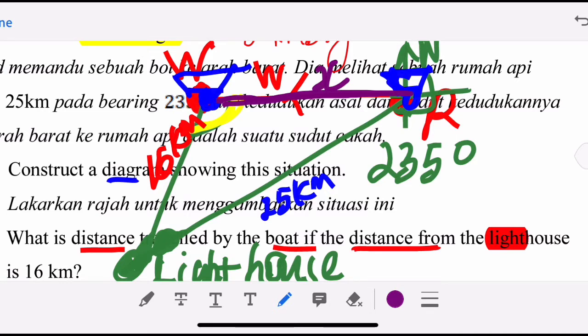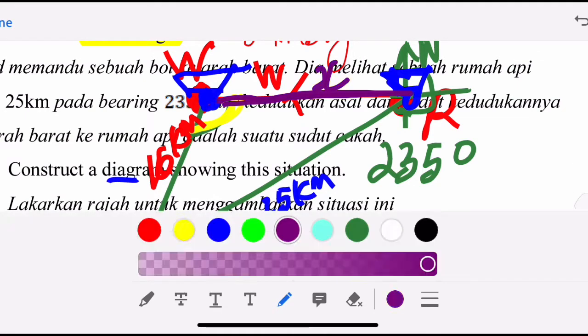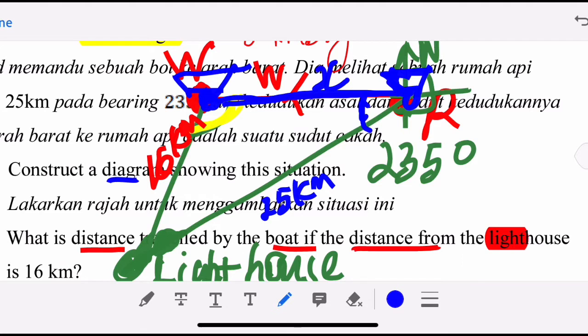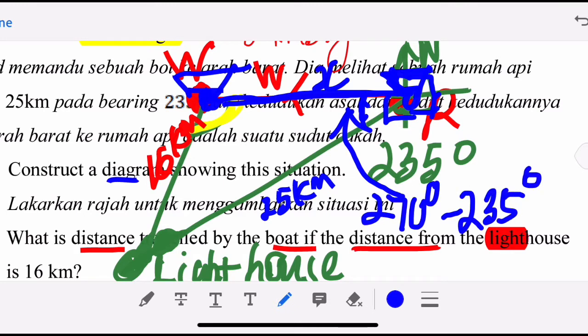Alright, so let's try to figure it out. You have a triangle. So this is 90, 180, 270. So this is 270 minus this angle, 270 minus 235, right? So it's 35, isn't it? Right, 35 degree. Now we are asked to find the distance x. This is x.